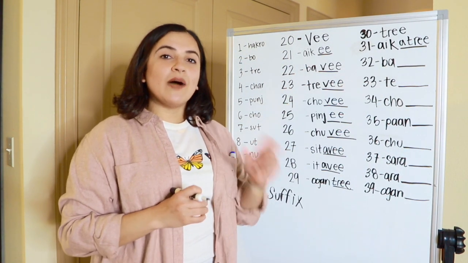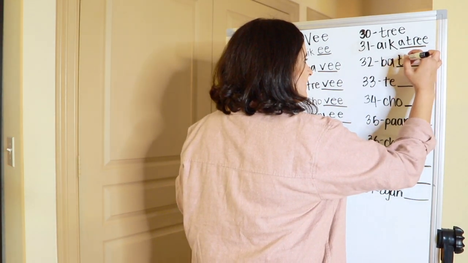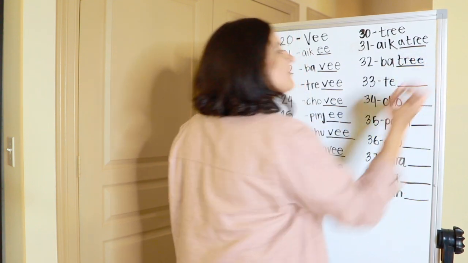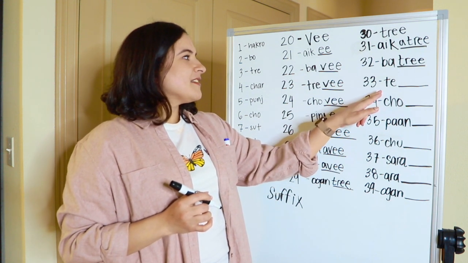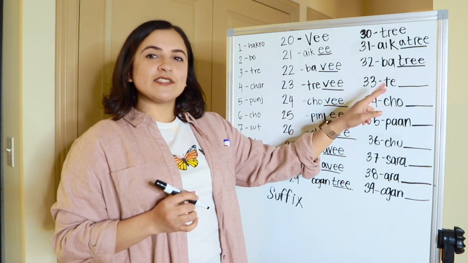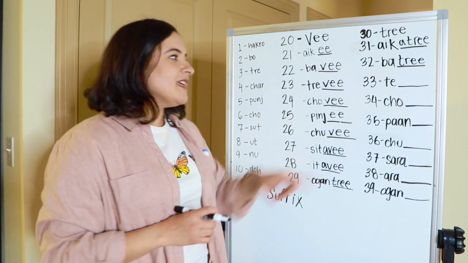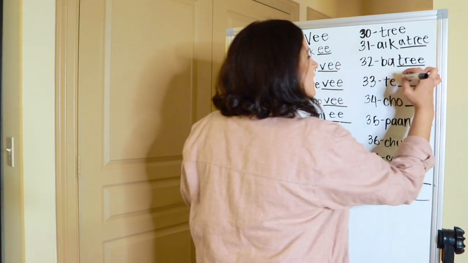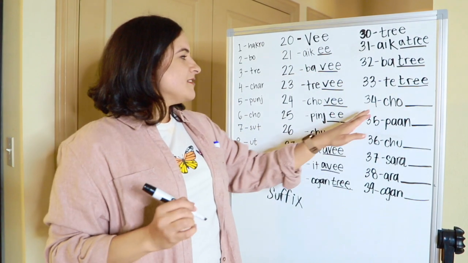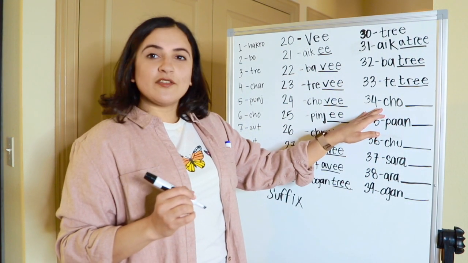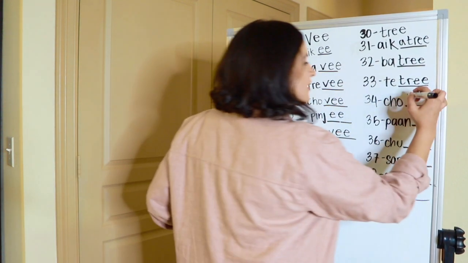32, you have ba, add 3, batri. 33, the root word here is actually te, not tre. This is an anomaly. Te, and we add 3, it's tetri. 34, cho. So you add 3, it is chotri.